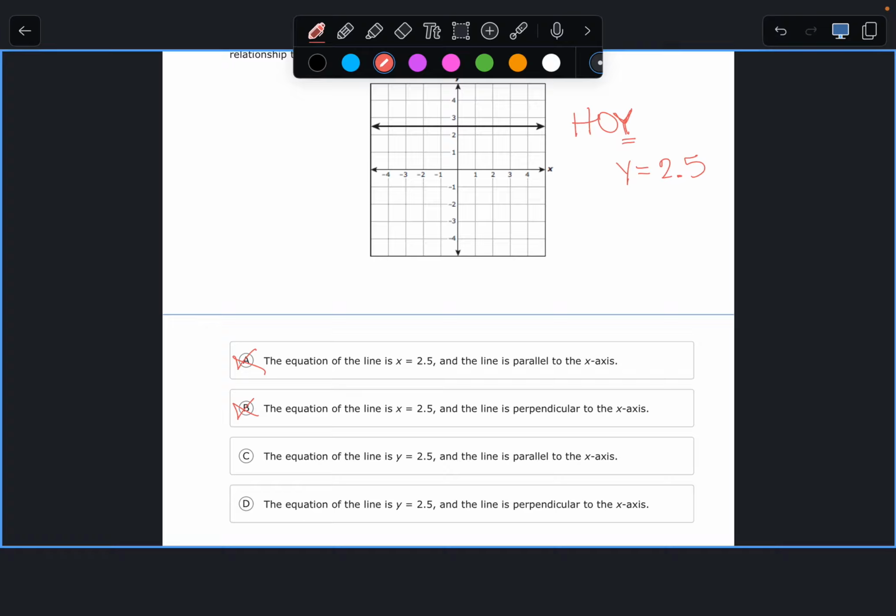Now from there, look at the second part of the sentence. It is parallel to the x-axis or perpendicular to the x-axis. Well, the x-axis is right here. The horizontal line is here. What kind of lines are those? So your answer would be C. Okay? Look at number 12. Number 12 should all be together.